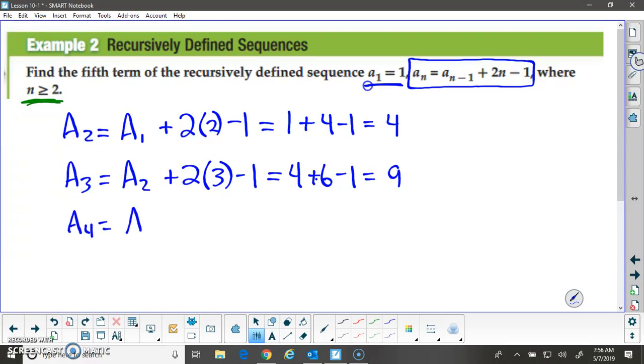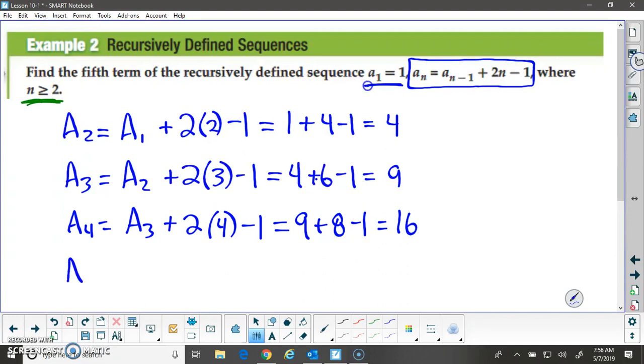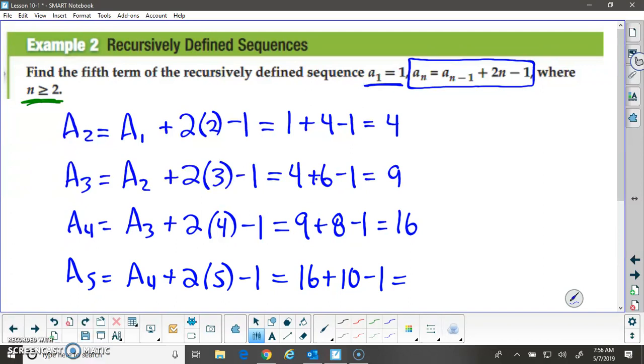To find the fourth term, we're going to take the previous term. We're going to add 2 times 4, subtract 1. So 9 plus 8 minus 1 would give us 16. And now to find our fifth term, we'll take the previous term, the fourth term. We'll add 2 times 5, subtract 1. This would give us 16 plus 10 minus 1, which is 25.